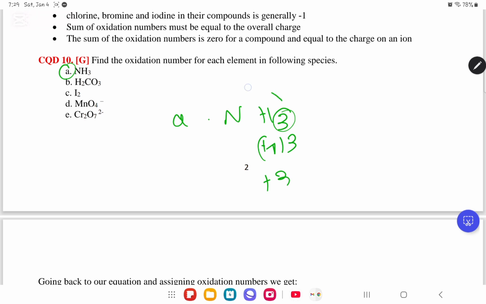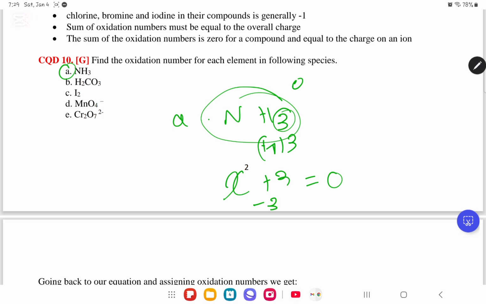Now, the charge of NH3 in total is 0, so the charge of N, which we will call X, plus 3 is equal to 0. That means the oxidation number of N in this case is minus 3.